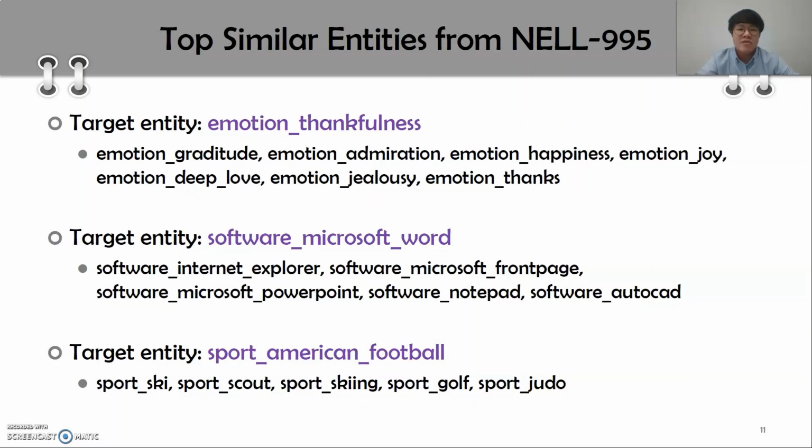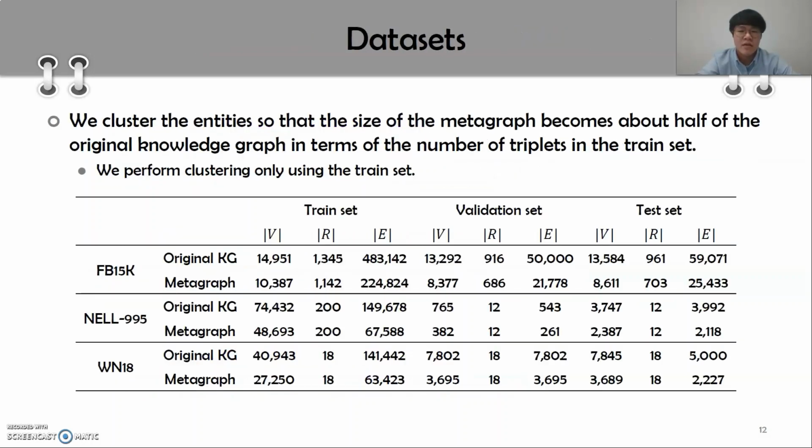Using our affinity measure, we retrieve the topmost similar entities to a given target entity in the NELL dataset. For example, given a target emotion, thankfulness, all these emotion-related entities were returned. Similarly, when the query is a software, the topmost similar entities are all software. These results show that our new affinity measure allows us to detect semantically close entities.